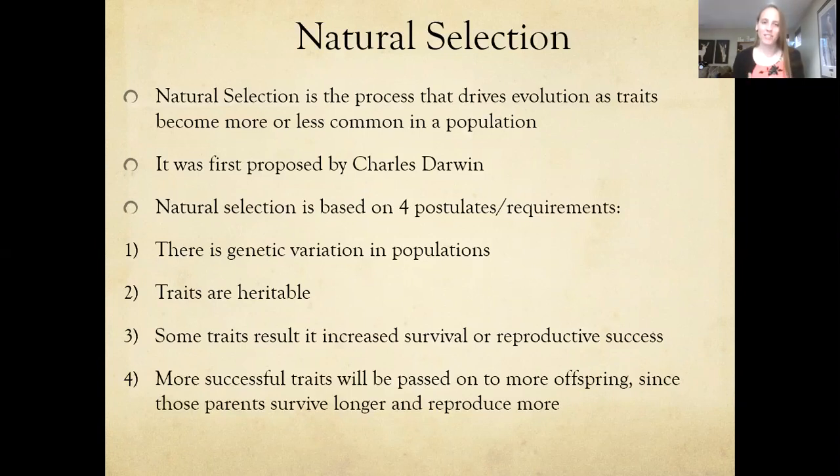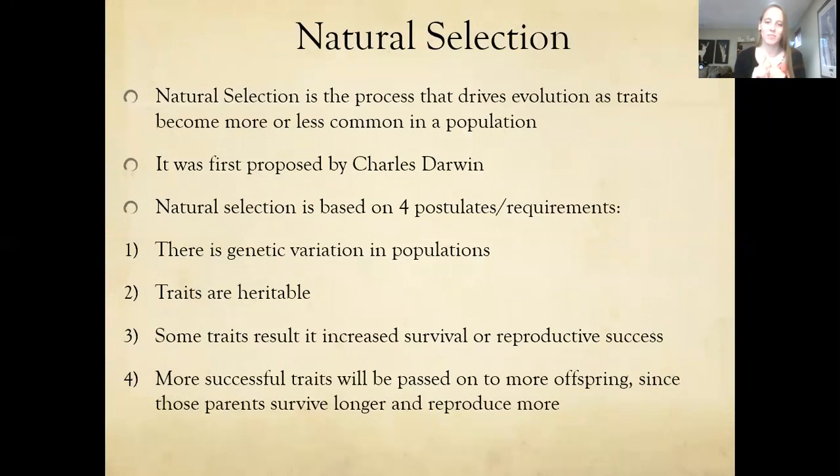So natural selection is the process that drives evolution. Essentially, it's causing traits to become more or less common in a population based on which traits are more beneficial according to the natural factors. It was first proposed by Charles Darwin, and he says that in order for natural selection to occur, four things must be true. So these are the four postulates or four requirements of natural selection.